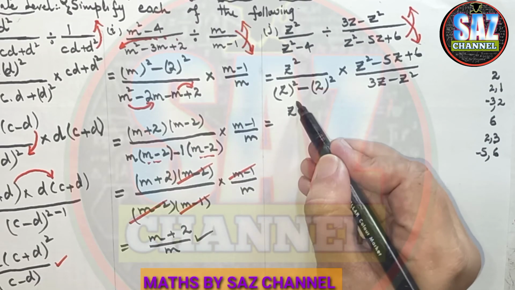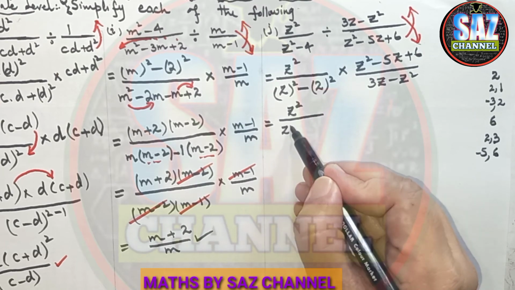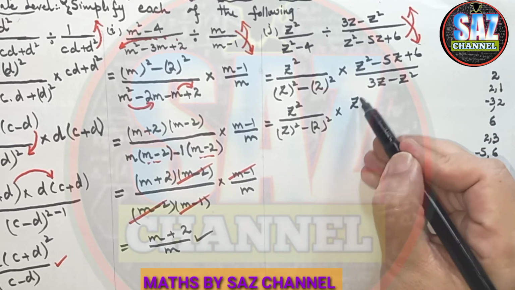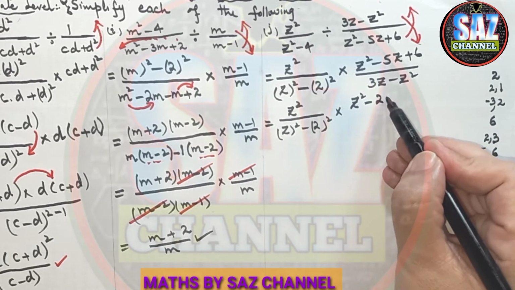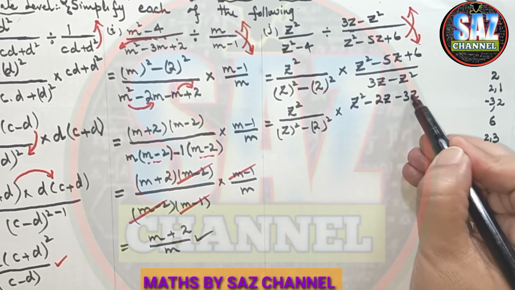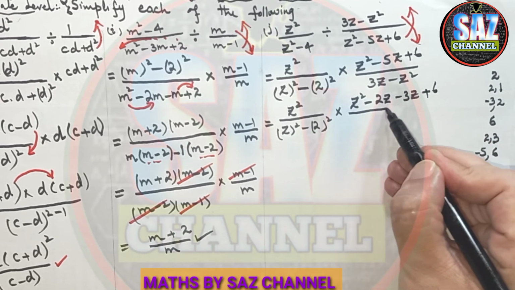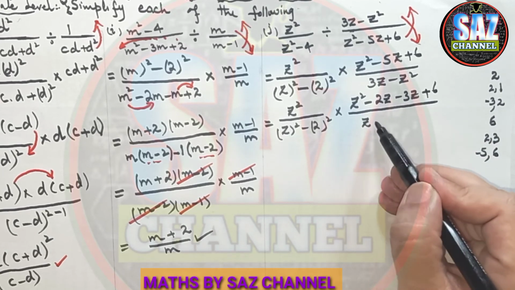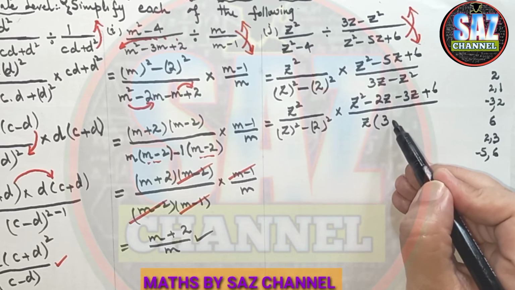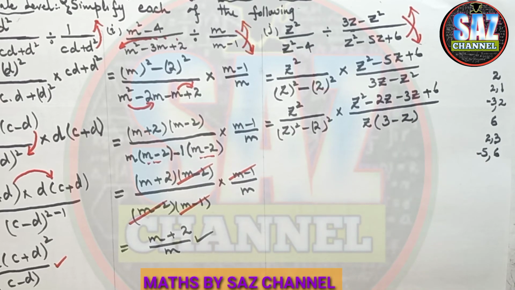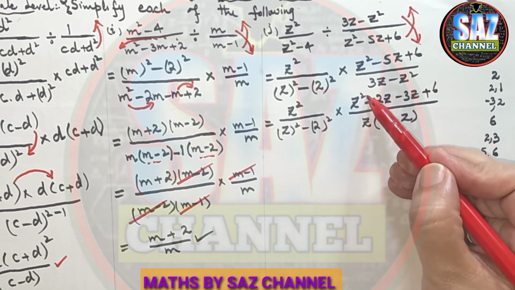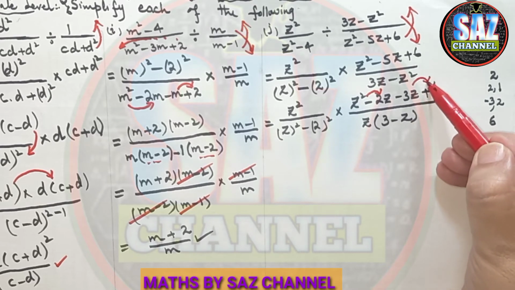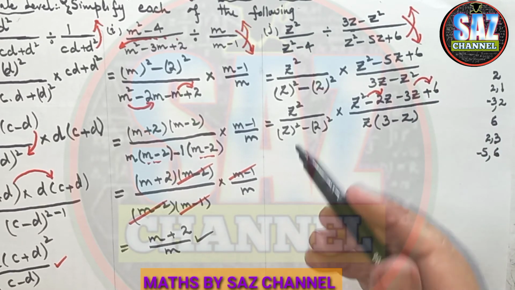Moving to the next step, z square upon z whole square minus 2 square multiplied by z square minus 2z minus 3z plus 6 upon. If we look at the denominator, we can see that z is the common factor. Pull it out, and inside the bracket I will be left with 3 minus z. Now make suitable groups for the numerator from which we can extract some number or letter as a common factor to simplify this fraction.